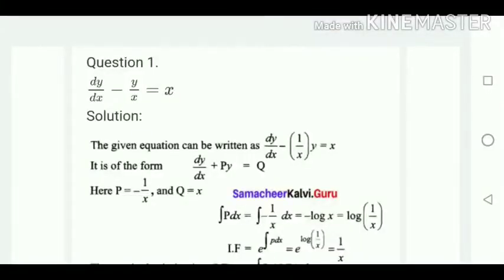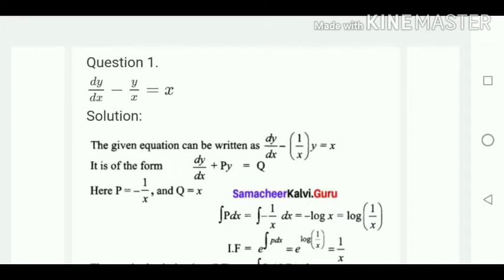Exercise 4.4, question number 1: dy by dx minus y by x equal to x. Listen, first find out whether the given equation is in the form dy by dx plus Py equal to Q. The given equation can be written as dy by dx minus 1 by x of y equal to x. Here P equal to minus 1 by x and Q equal to x, because P and Q are in terms of x.